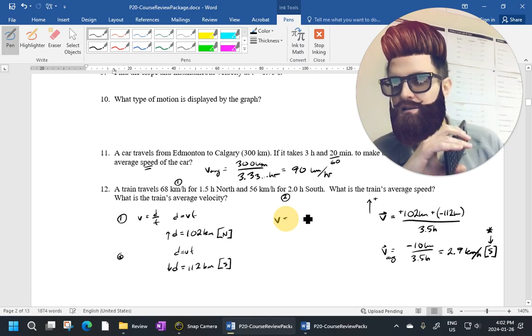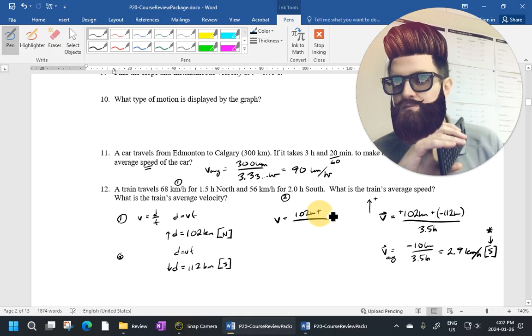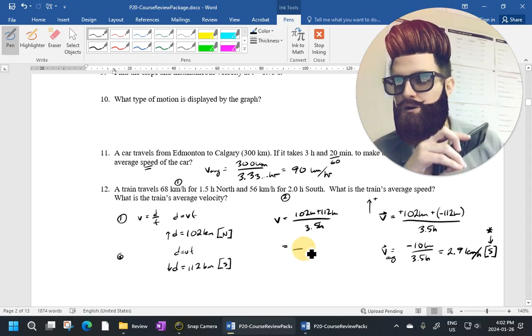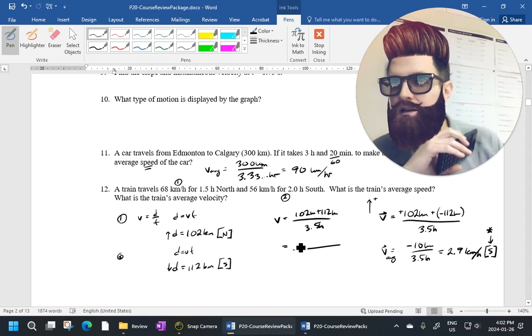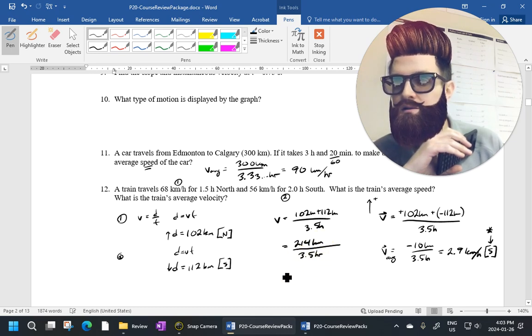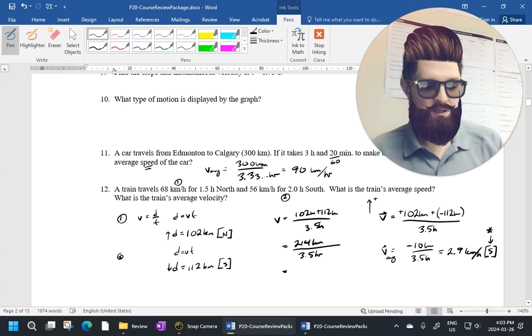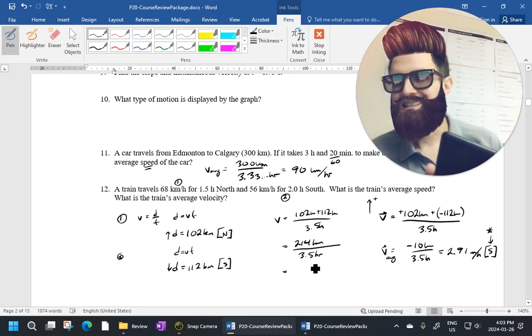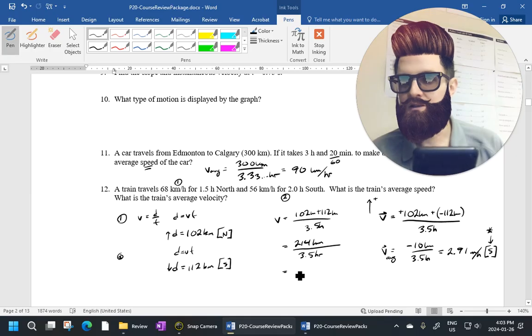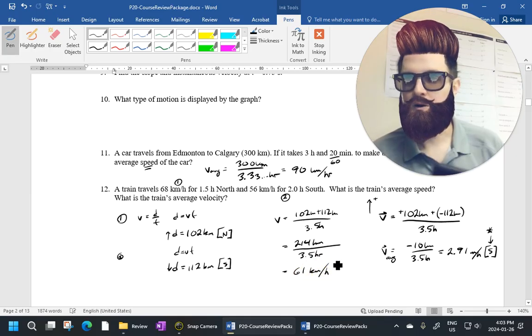Now for the speed, I'm just going to add the numbers together. 102 kilometers plus 112 kilometers divided by my total time. So my total distance traveled here is 214 kilometers over 3.5 hours. So 214 divided by 3.5, about 61, which makes sense. Somewhere between the two numbers, 61 kilometers per hour.